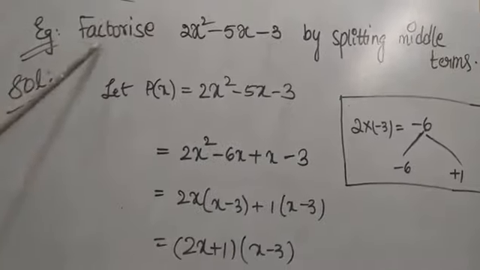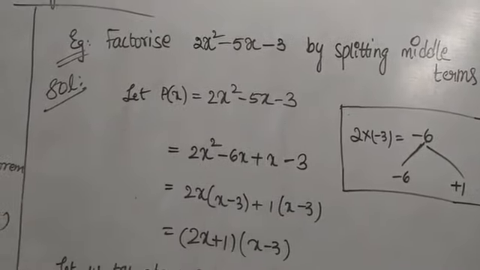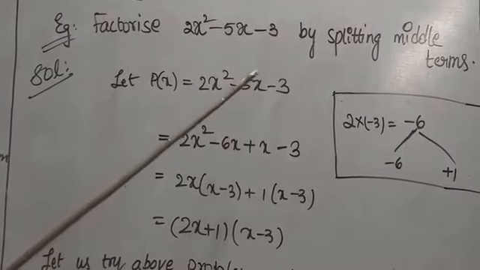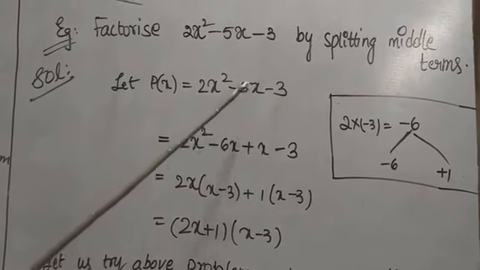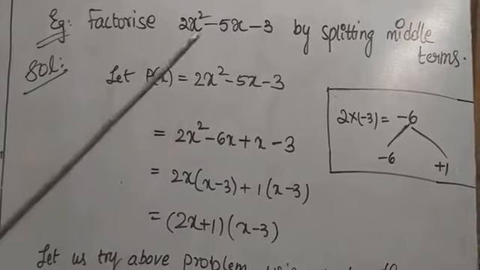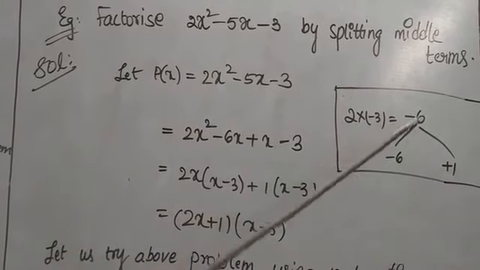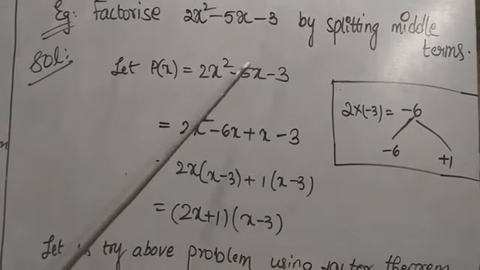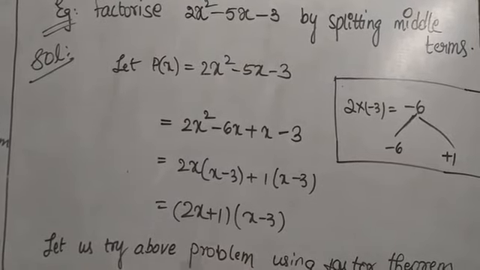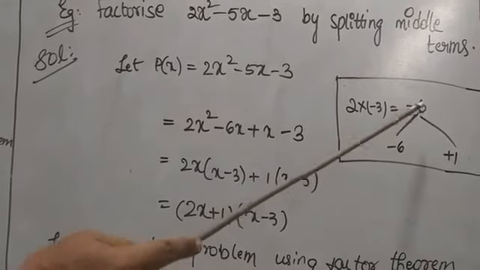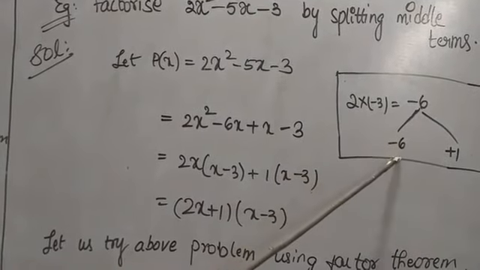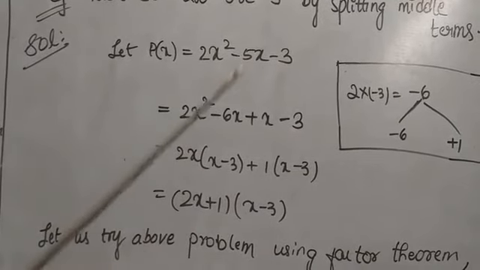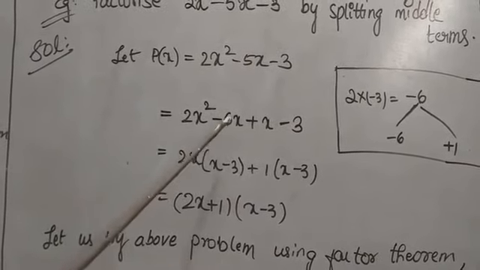Let us factorize 2x square minus 5x minus 3 by splitting the middle term. How can we split the middle term? Already we have studied in class 8. If you multiply the constant and the coefficient of x square, the value becomes minus 6. Factorize this minus 6 such that their algebraic sum is equal to the coefficient of x. Here the coefficient of x is minus 5. To get the product minus 6, you multiply minus 6 and plus 1. Therefore, the sum of these two becomes minus 5. So this minus 5x can be written as minus 6x plus x.